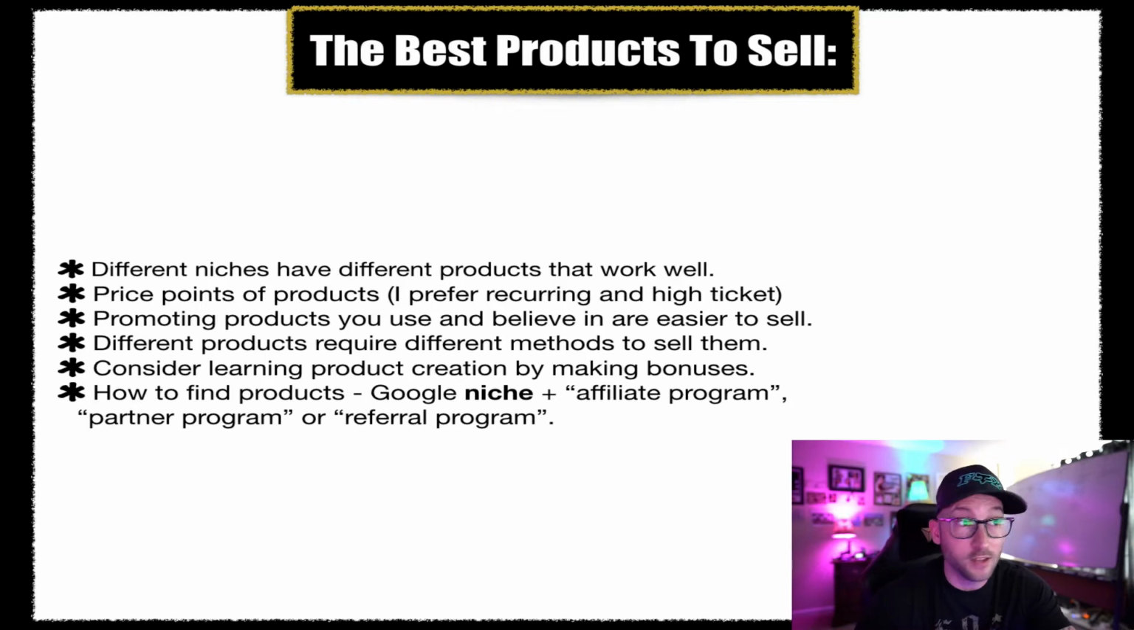So there's a few ways that you can do this. Number one is you go to Google. This is the easiest way to do it. And you type in your niche, like weight loss. So you could say weight loss affiliate program. Now a second way is weight loss partner program. And then the third way is weight loss referral program. They all pretty much mean the same thing.